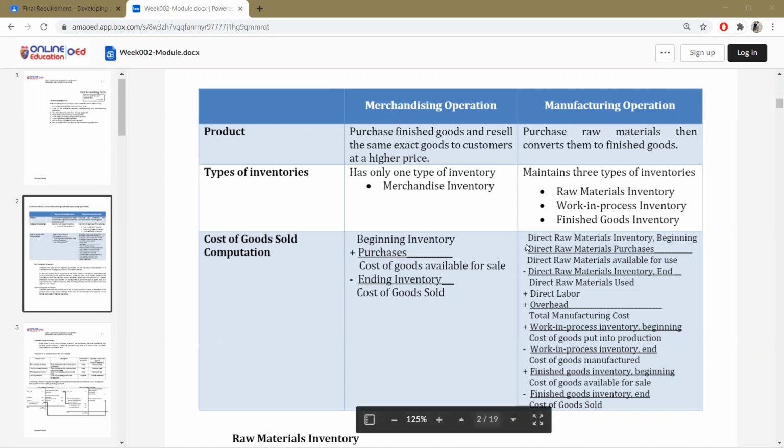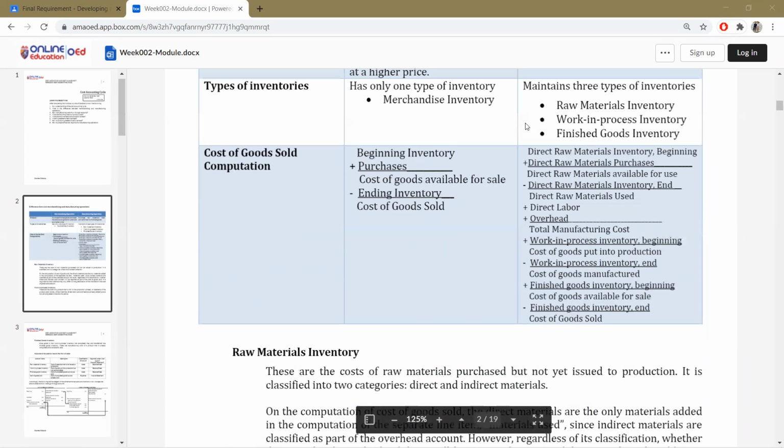Next one, how about if we talk about the manufacturing operation? We have a bit longer process in terms of cost of goods sold computation. It's because we have 3 stages: the raw material inventory, work in process, and then the finished goods. So basically, that is how we compute for the cost of goods sold.